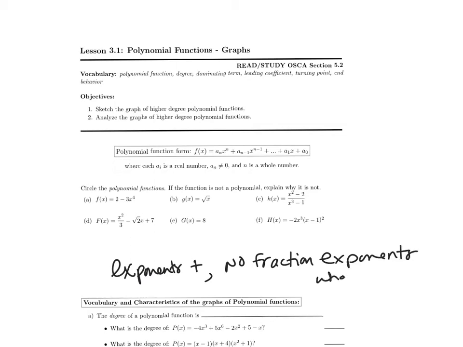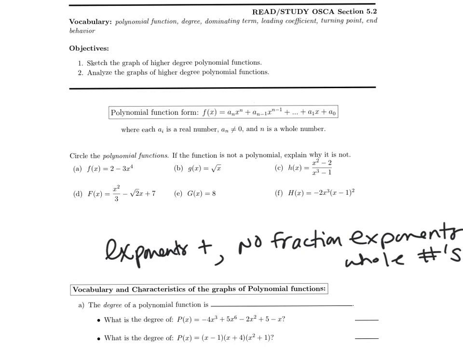They are also whole numbers. So those are talking about the exponents. If you look through and analyze each of these, it says to circle which one is a polynomial, excuse me, not a function. So A is a polynomial. You have all positive exponents. They are not fractions, and they're all whole numbers.